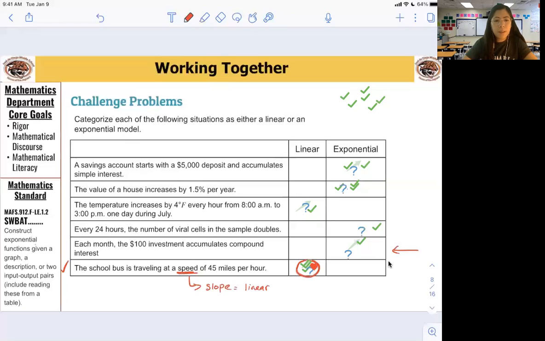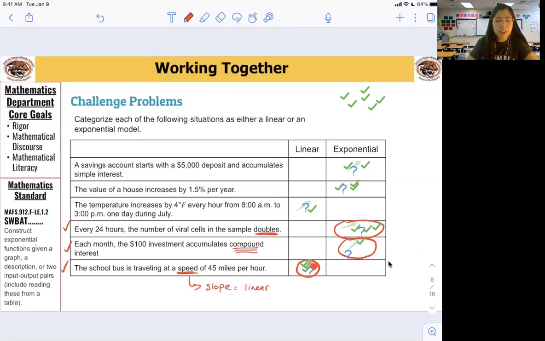Next one up. $1,000 investment accumulates compound interest. Compound interest is exponential. So that one is correct. Next one. Every 24 hours, the number of viral cells in the sample doubles. There's our multiplication word. Multiplication words are also exponential. That's good.